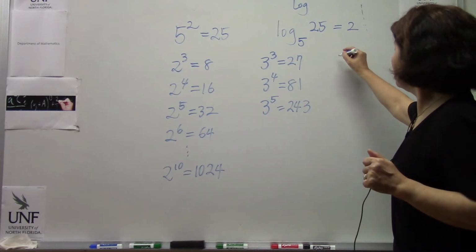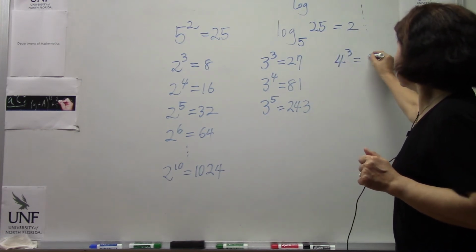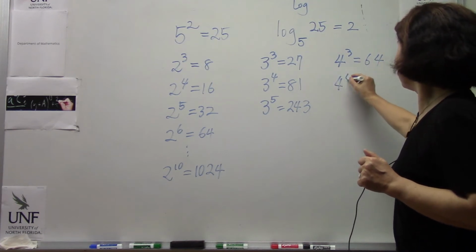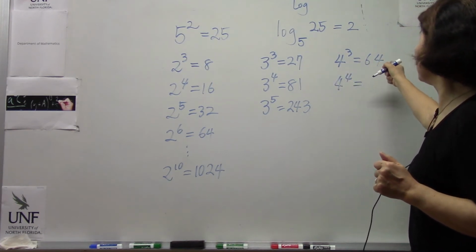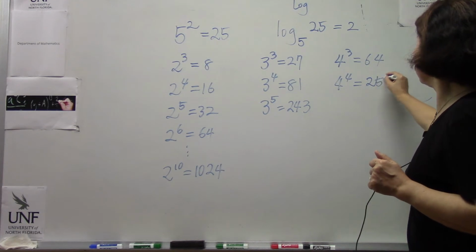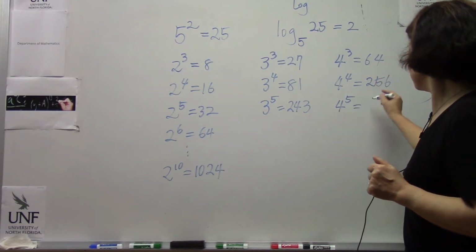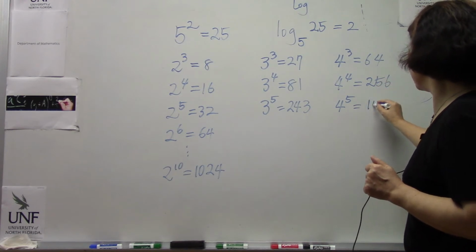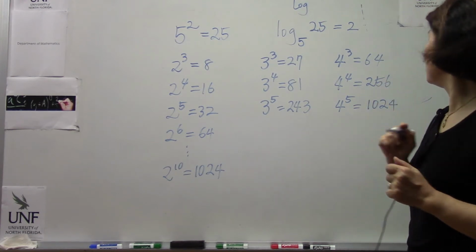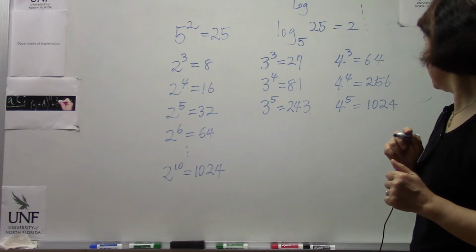Up to this much, if you remember, make it usable anytime you need to. And 4 cubed is 64. 4 to the fourth, when you multiply this by 4, is 256. And 4 to the fifth is 4 times this, 1024.